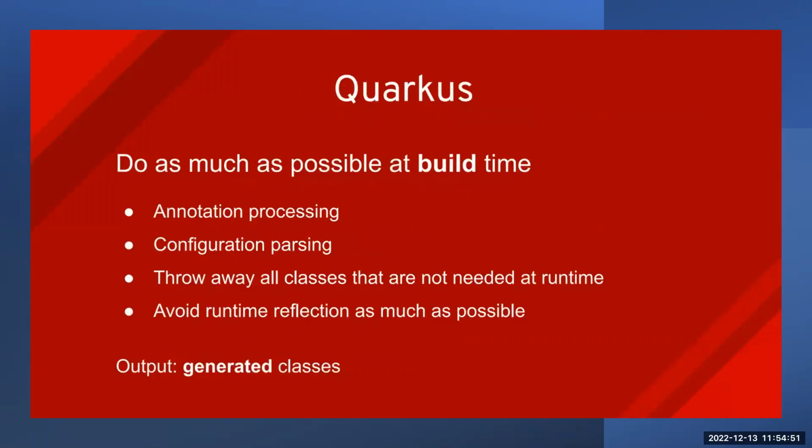How Quarkus helps solve these problems is that all the annotations are processed during build time, compile time, configuration parsing, remove the useless classes which are not needed at runtime, and avoid reflections during runtime as much as possible. So this is how Quarkus achieves the faster runtime and low memory.